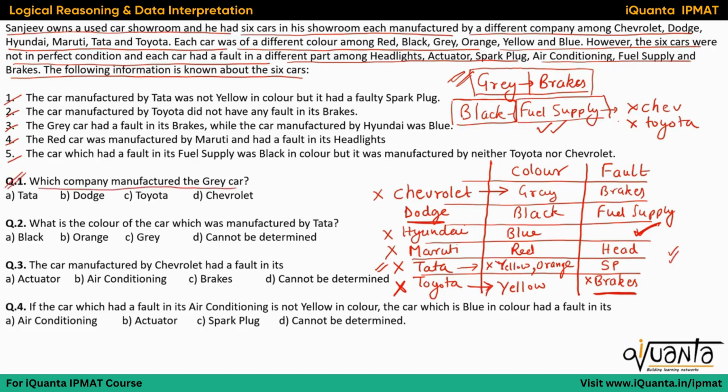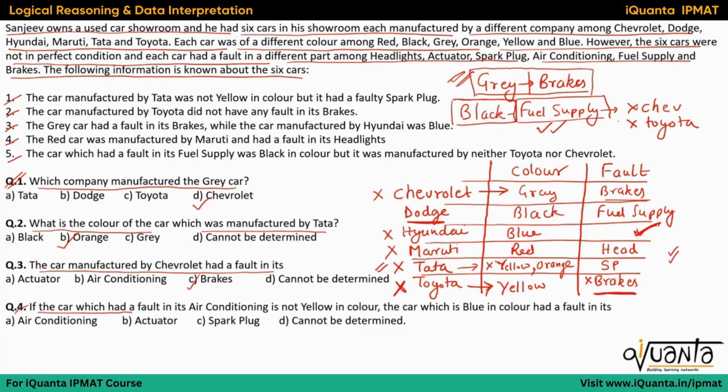Which company manufactured the grey car? So it is Chevrolet. Then what is the color of the car which was manufactured by Tata? So Tata car is orange in color. Third is the car manufactured by Chevrolet had a fault in its, so it had fault in its brakes.